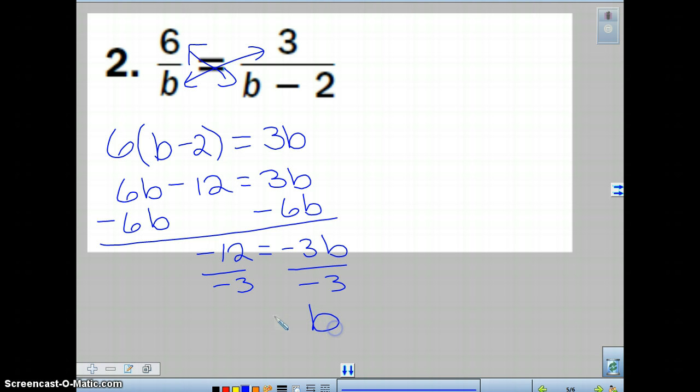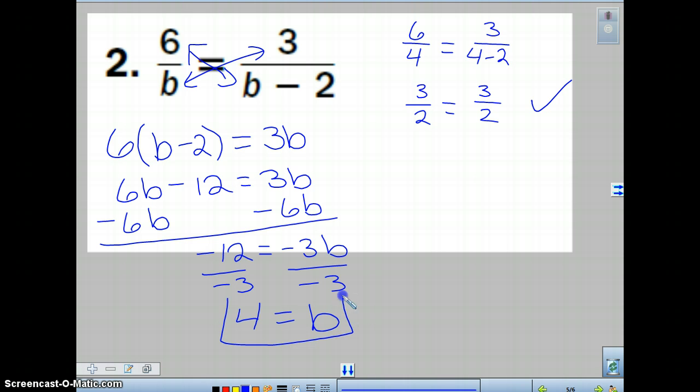b equals 4. So if we put that back in here, let's see what we come up with. 6 over 4 equals 3 over 4 minus 2. Well, if I reduce this down, it can be 3 over 2 equals 3 over 2. 4 minus 2 is 2. So this answer checks out, and it works great.